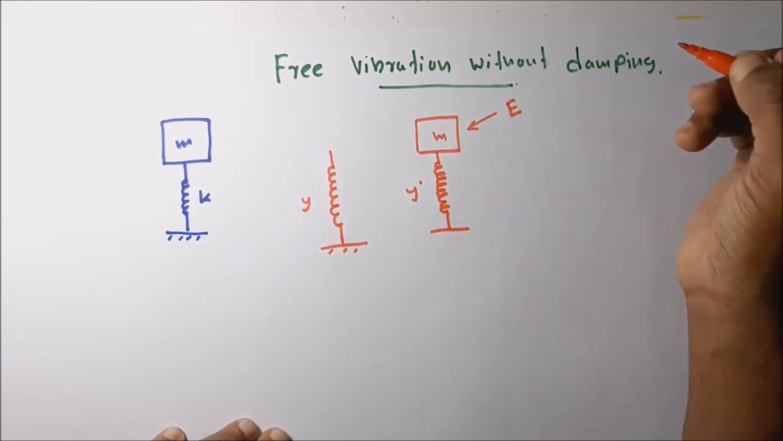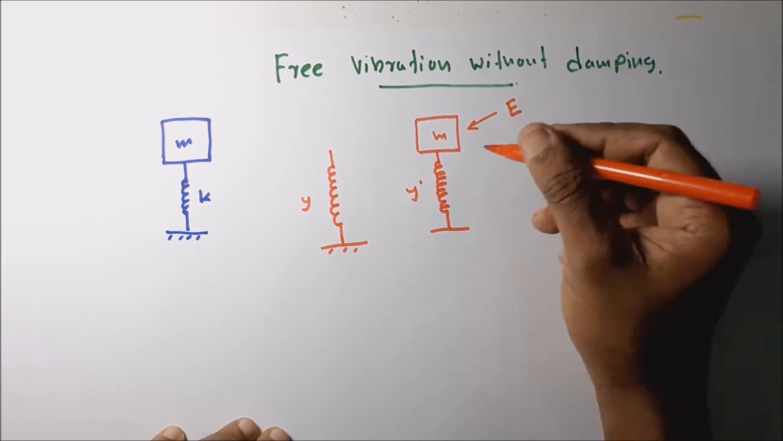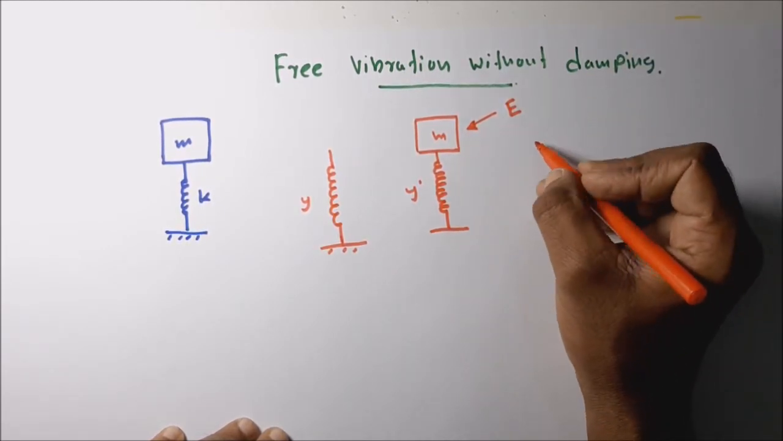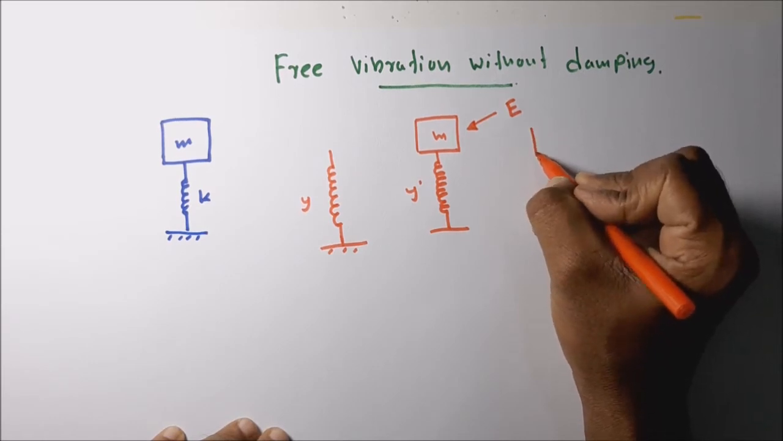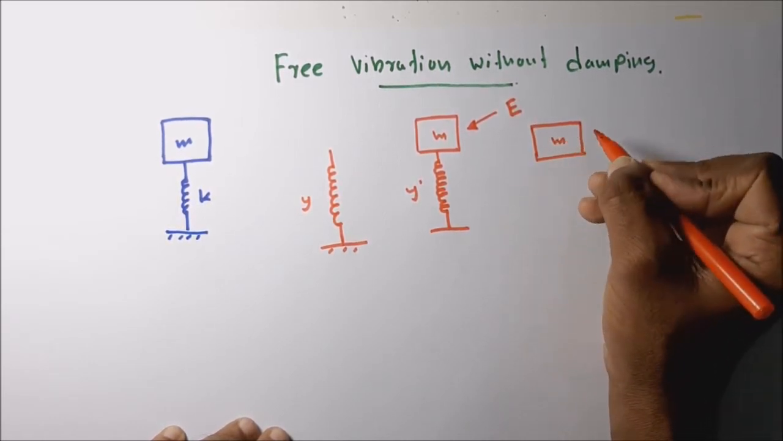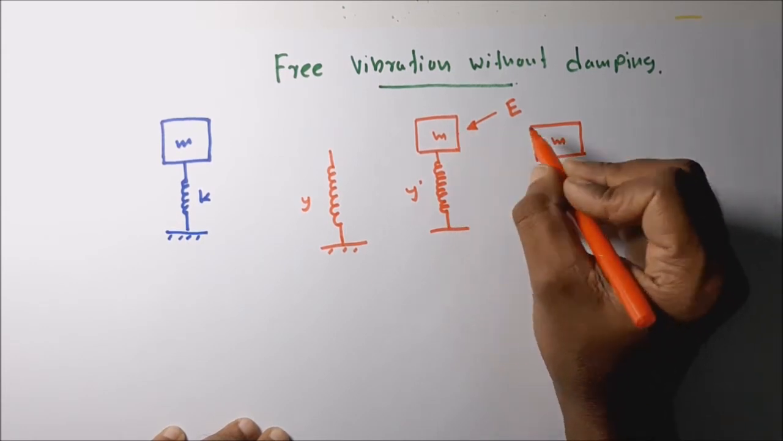Certain energy to the system, then the system will start the vibration. Then let's take a certain moment while it is vibrating. Certain moment means let's take the equilibrium position.